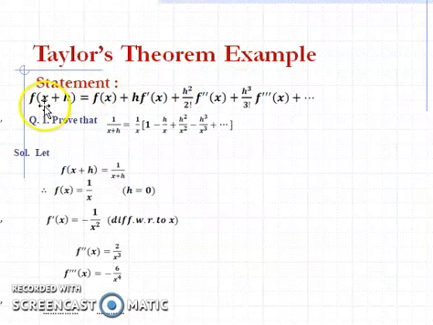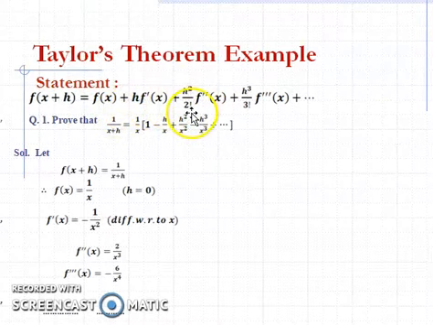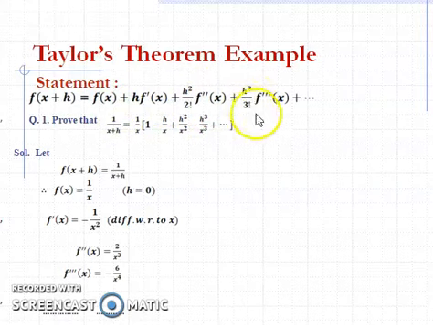Here is the statement: f of x plus h equals f of x plus h into f dash x plus h square divided by factorial 2 f double dash of x plus h cube divided by factorial 3 f triple dash of x plus dot dot dot.